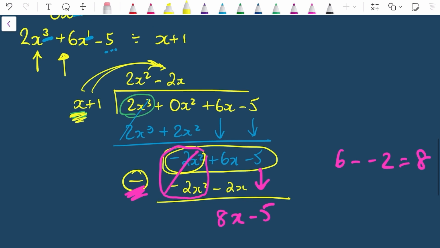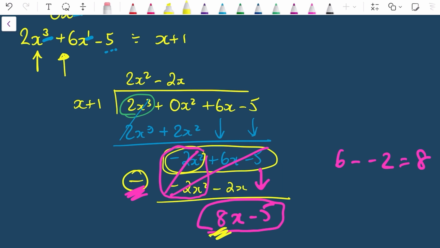I should then start the process again. I am done with this section. You don't need to cross it out when you do this in the exam, but it's just to get an idea of what you've finished with. So now I'm going to focus on this bit. And I say x multiplied by what gives me 8x? And that's got to be plus 8.